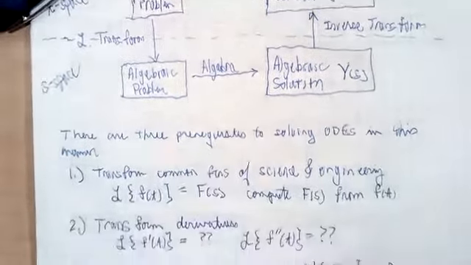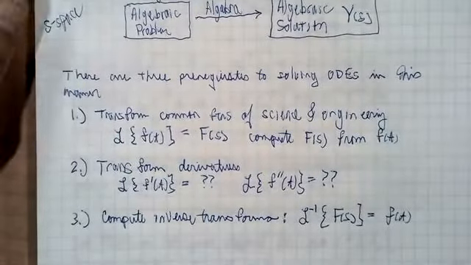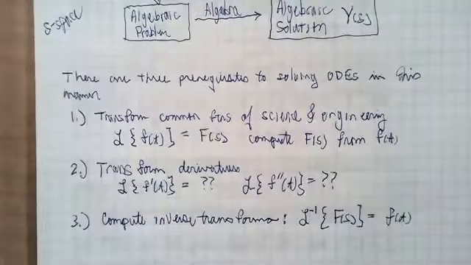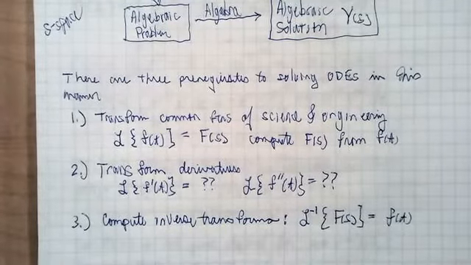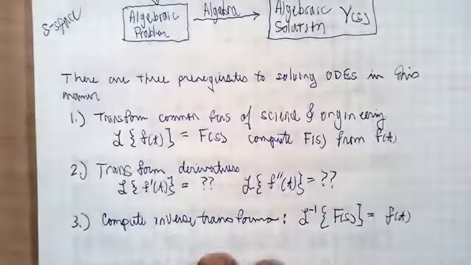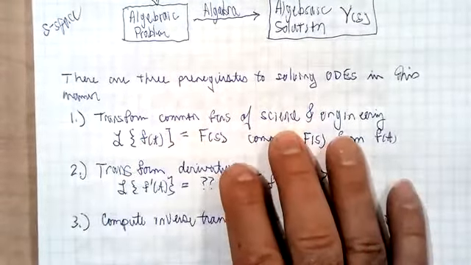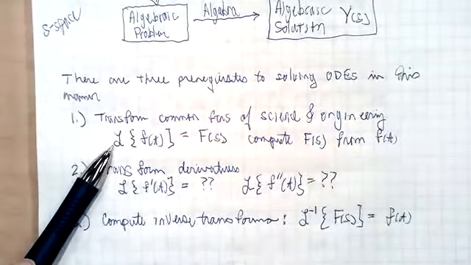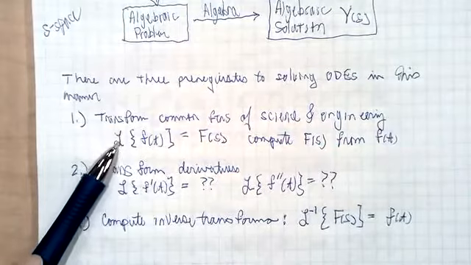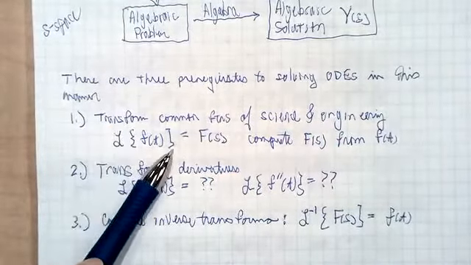There are essentially 3 prerequisites we need to get through, and we're going to try to get through them at least at some level tonight, in order to start solving ODEs. And that is, first of all, you got to know how to transform the common functions of science and engineering. And we have some notation for that. You use kind of a script L. And traditionally, when people write by hand, they use curly brackets here.